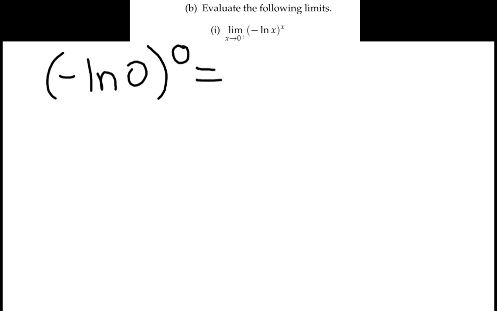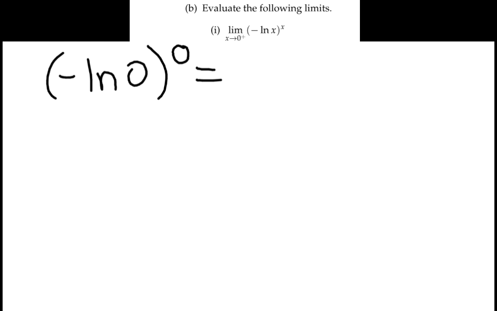Question 1b, Part 1. Evaluate the following limits. The limit of negative ln x to the power of x as x approaches 0 from the positive direction. Let's begin by substituting 0 into the function. What we have is negative ln x, approaching from the positive direction, to the power of x, which is now 0. If we simplify this, ln 0 is going to give us negative infinity.